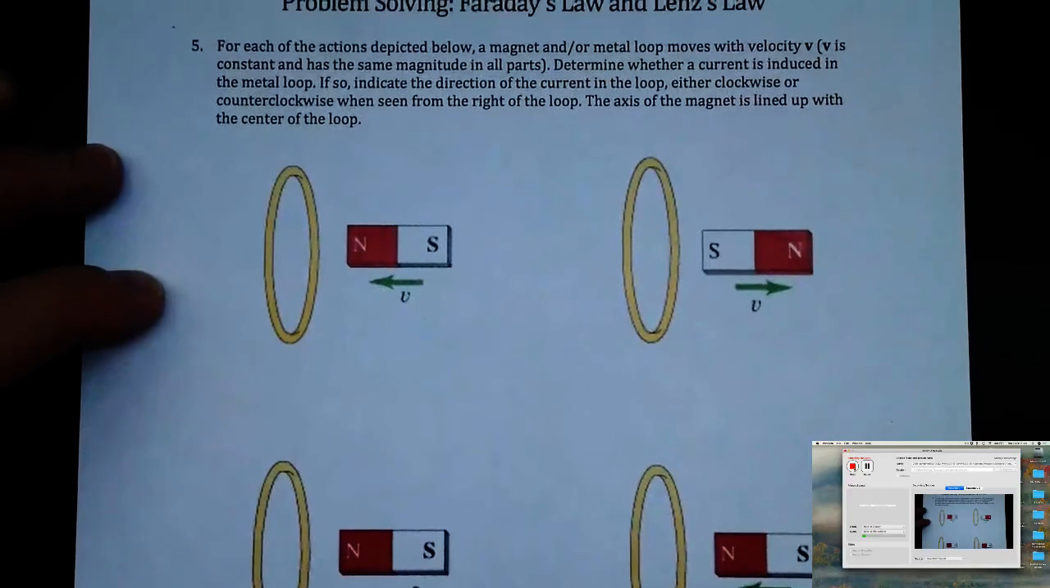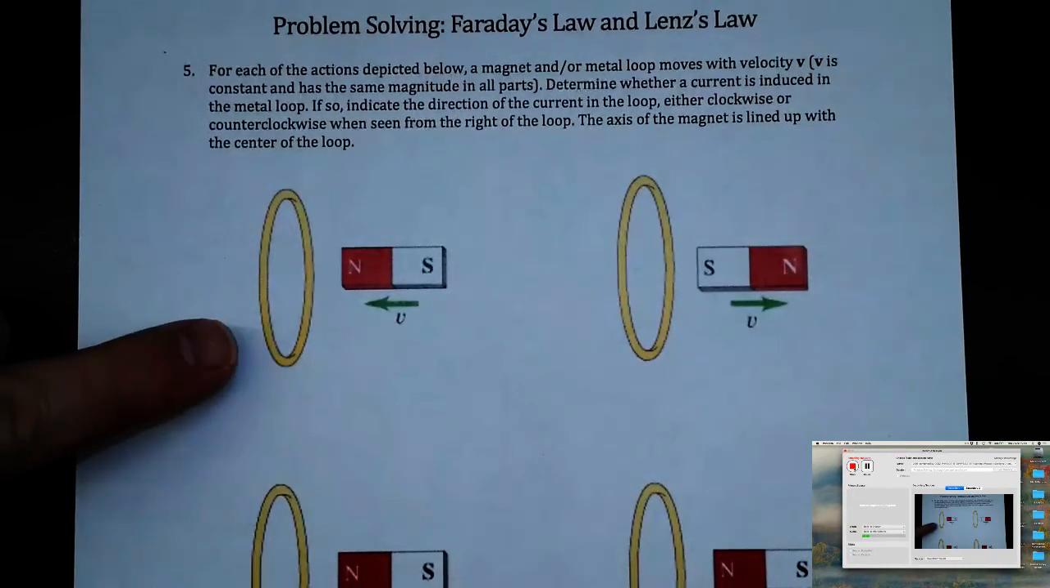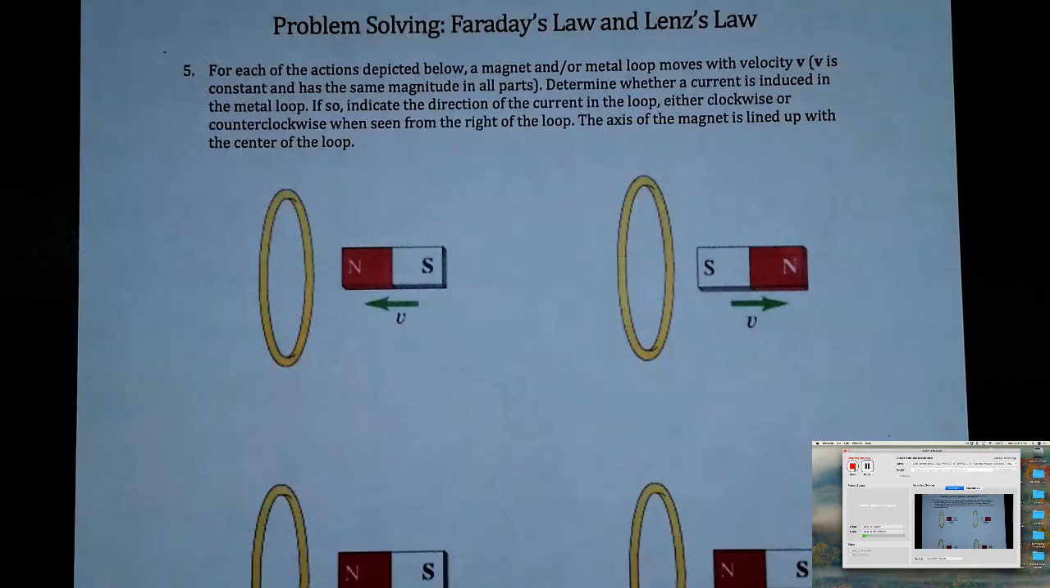The last problem in this set had a ring and a bar magnet in a number of scenarios. For each of the actions depicted below, a magnet and/or a metal loop moves with a velocity v, and v is constant and has the same magnitude in all parts. Determine whether a current is induced in the metal loop. If so, indicate the direction of the current in the loop, either clockwise or counterclockwise when seen from the right of the loop. The axis of the magnet is lined up with the center of the loop.